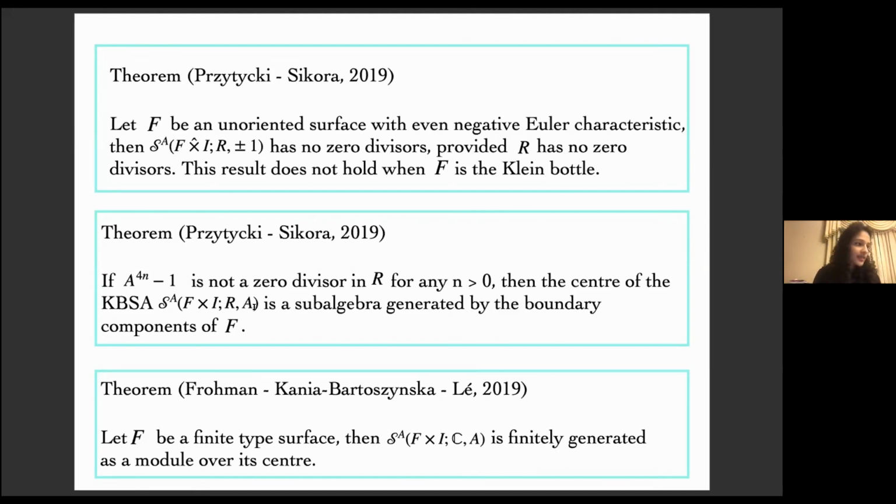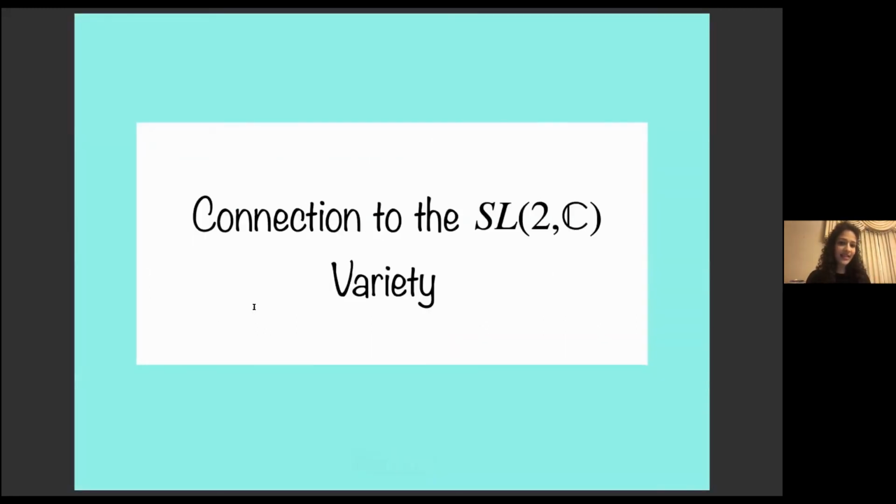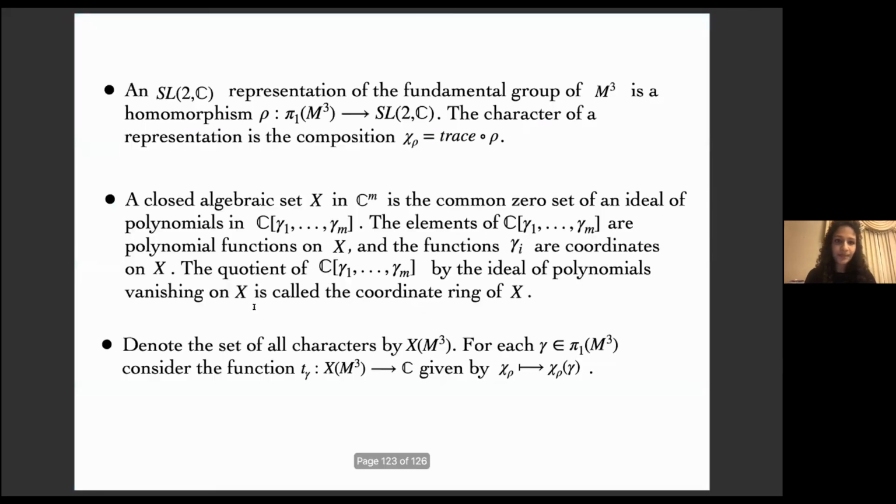Okay. So I think I have time to discuss connections to the SL2C character variety. Okay. So just some basics before I state the theorem. An SL2C representation of the fundamental group is a homomorphism rho from the fundamental group of the manifold to the special linear group SL2C. The character of a representation is this composition chi sub rho, which is the composition of the trace function with rho.